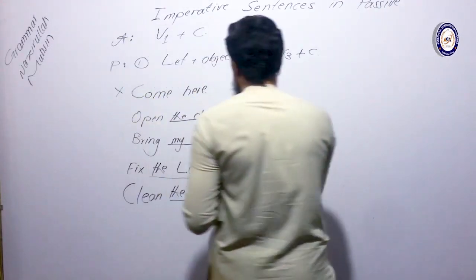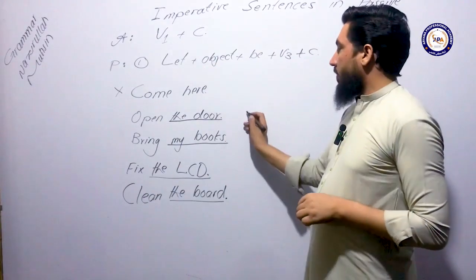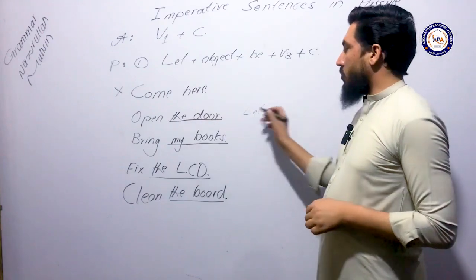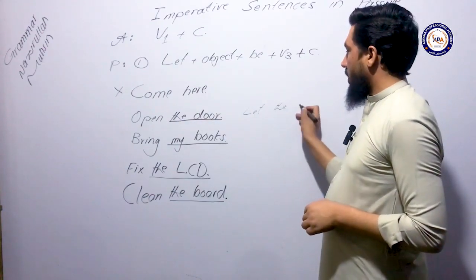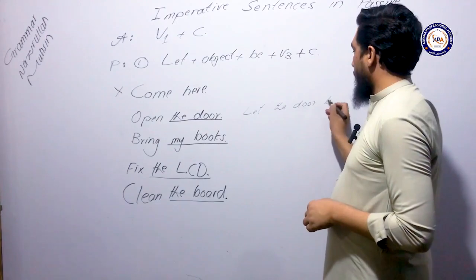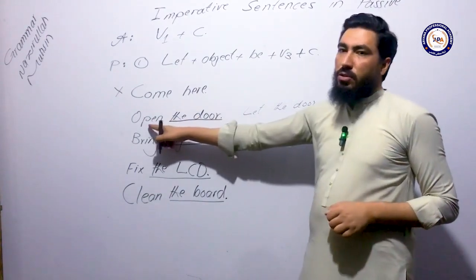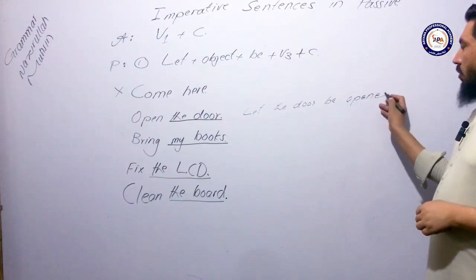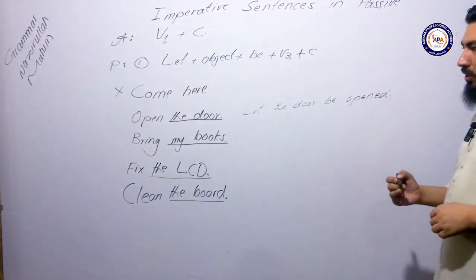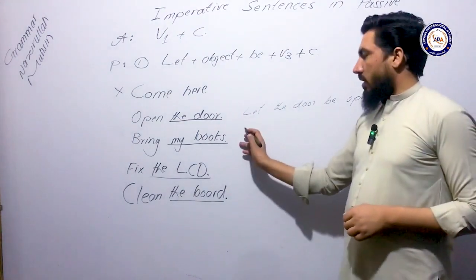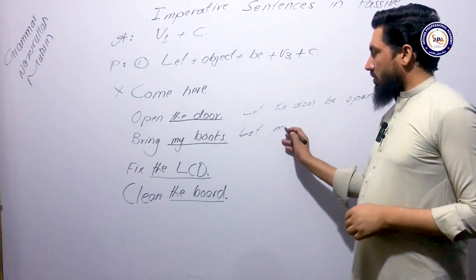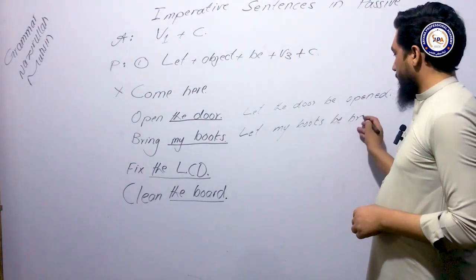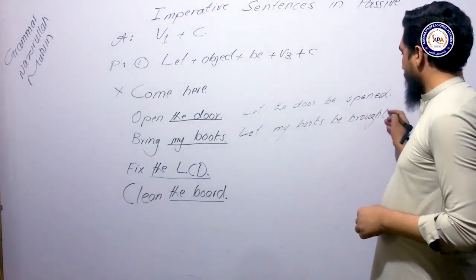For example, open the door, put it in this structure. Let, then object. The object is the door. Let the door, then be, and change the verb into the third form, opened. Let the door be opened. It means open the door. Bring my books. Let my books be brought. By you, if we say?